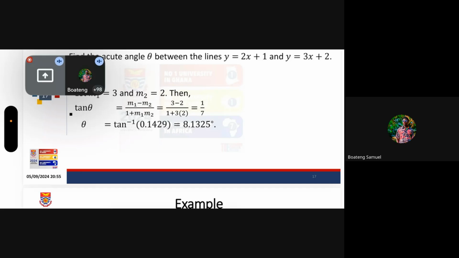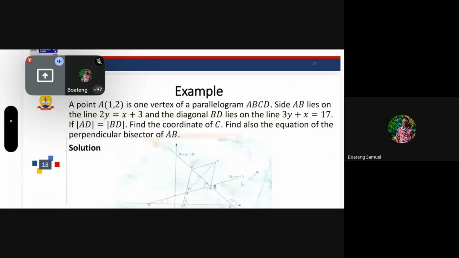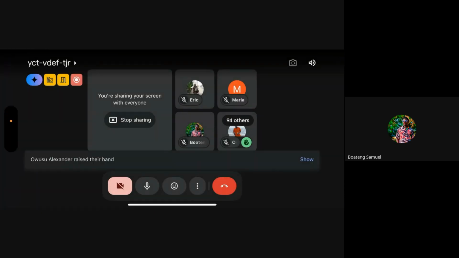8.1301025354. Okay. So this is the acute angle that we are looking for, 8.13 degrees. That's the acute angle. This example, I will give it to you to try. And when we meet next time, we'll discuss it. Is there a hand up?